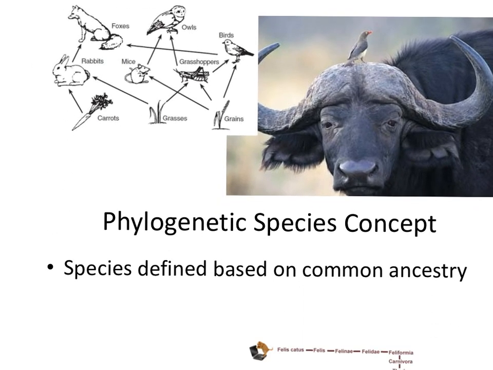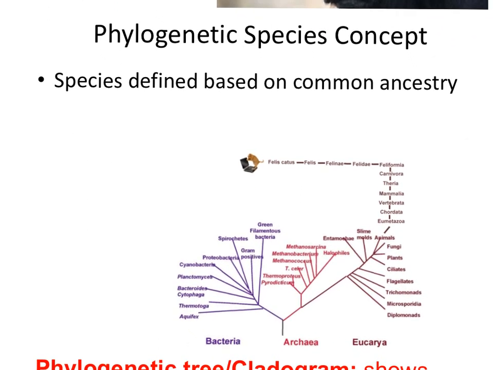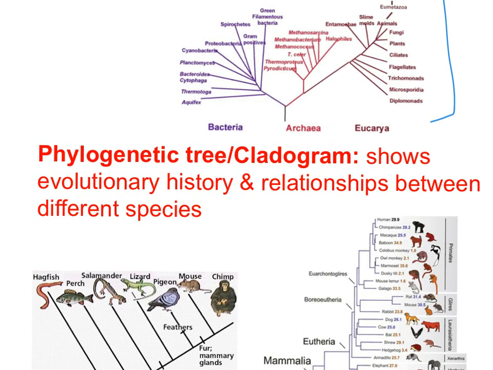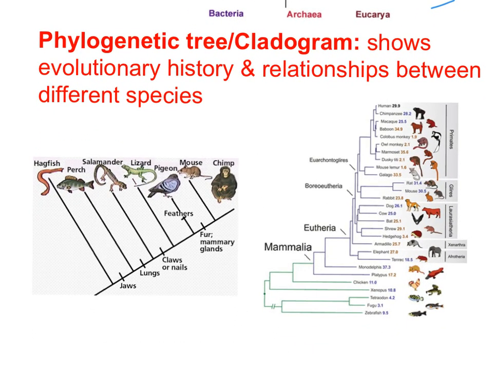A final definition is the phylogenetic species concept. Phylogeny means relatedness. We'll get into this a whole lot in chapter 15, and we'll learn how to read these diagrams. But the idea of phylogeny is that organisms are related based on ancestry. So like peeking into the past, we can see that organisms are related based on which species they evolved from. A phylogenetic tree is that diagram. We're going to come back to this a little bit more in the future, so I'm not going to spend a lot of time on this right now.